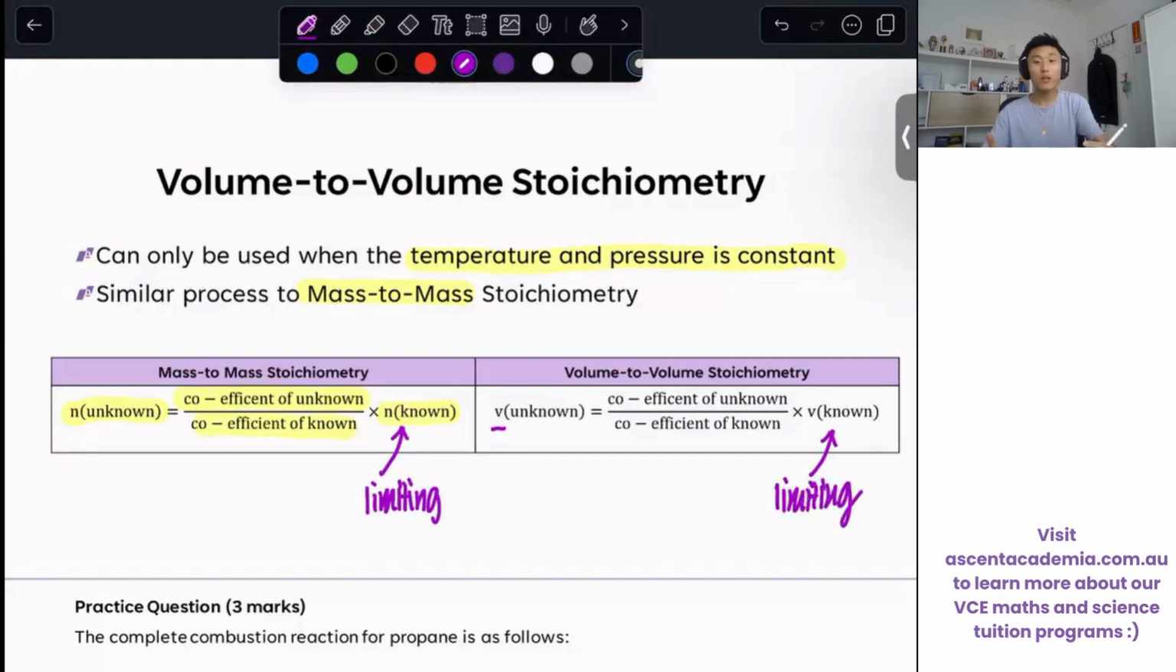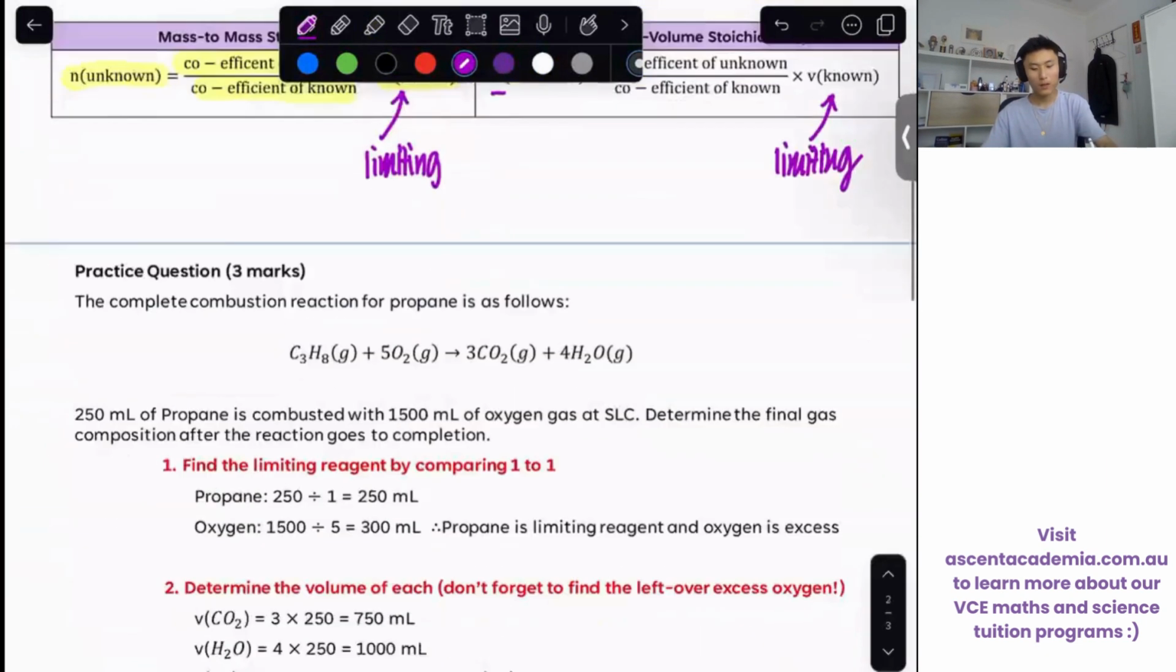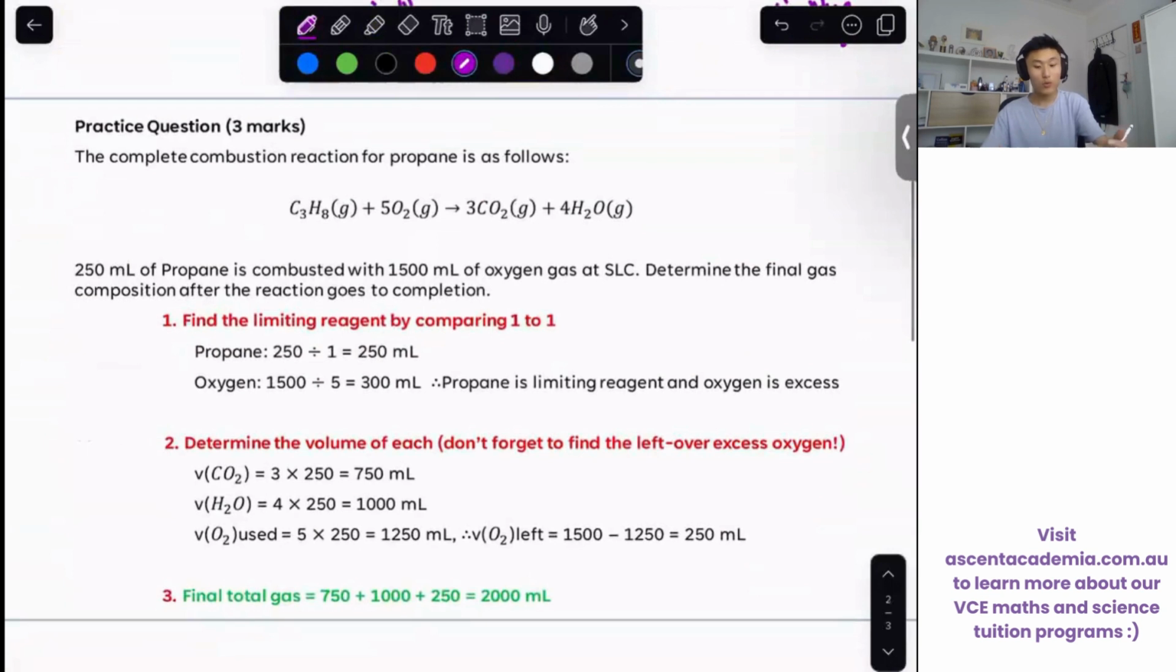So now let's have a look at a practice question. The complete combustion reaction for propane is as follows. 250 milliliters of propane is combusted with 1,500 milliliters of oxygen gas at SLC. Determine the final gas composition after the reaction goes to completion. Find the limiting reagent by comparing it 1 to 1. That's the first thing that we would want to do.